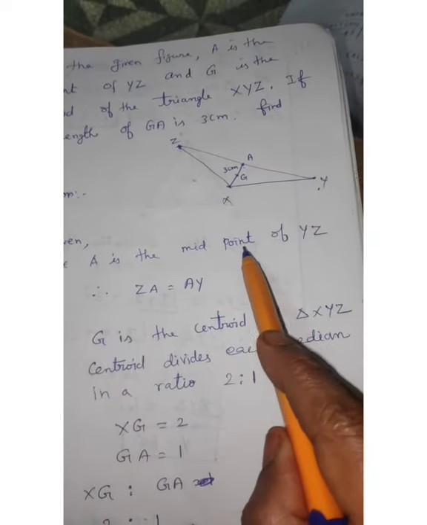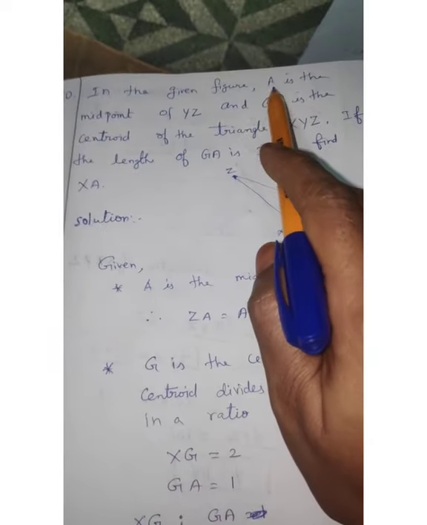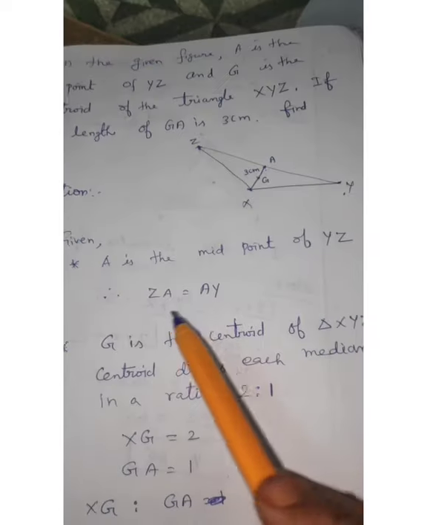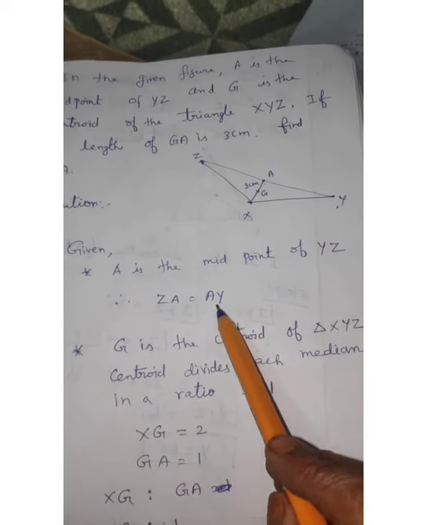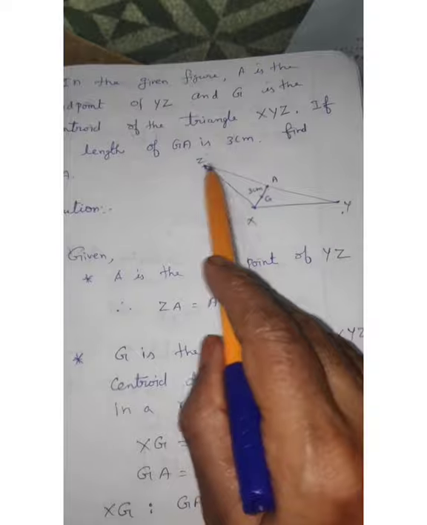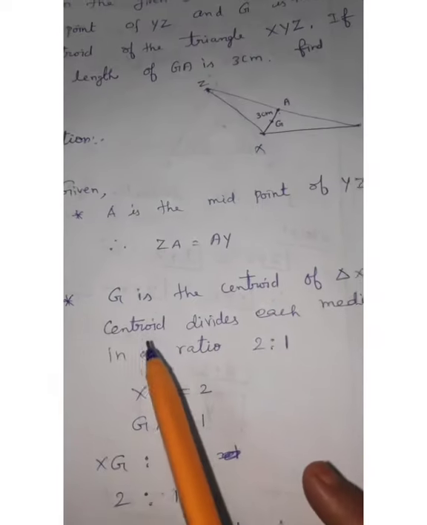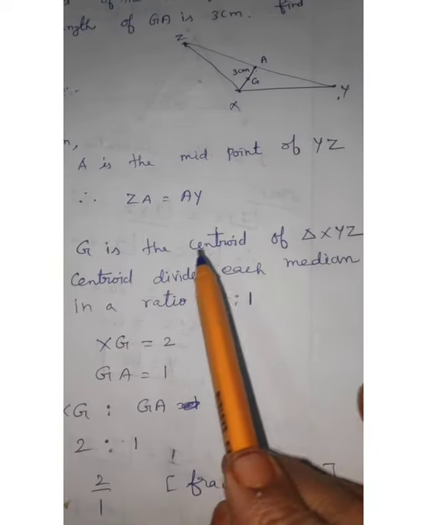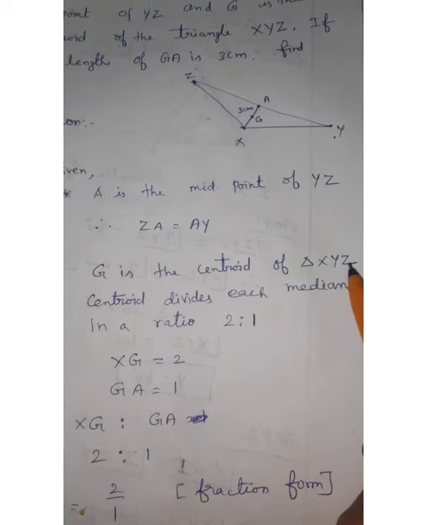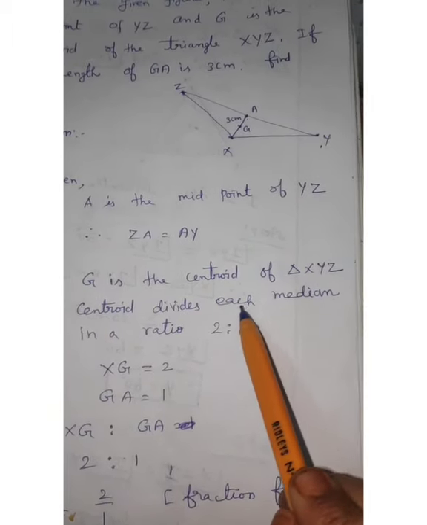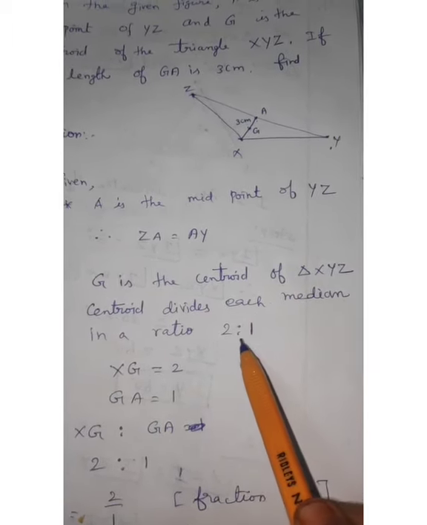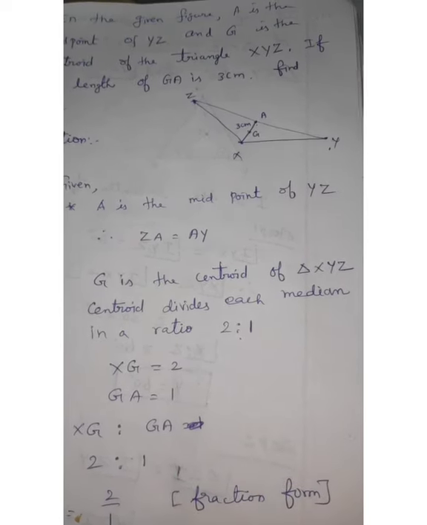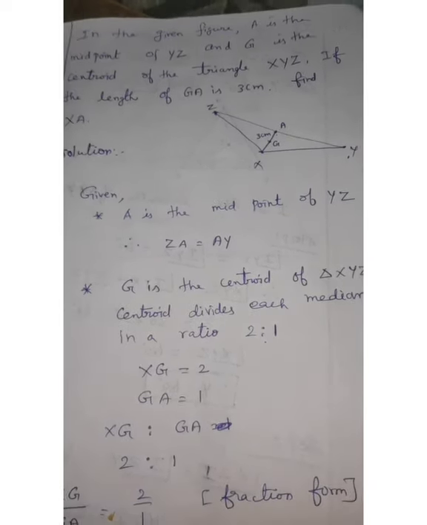Given A is the midpoint of YZ, so ZA equals AY. That is the first point. Second point, G is the centroid of triangle XYZ. The centroid divides each median in the ratio 2:1. This is the standard formula.